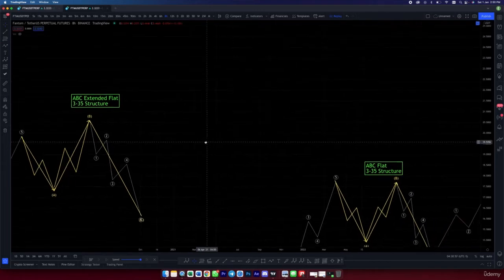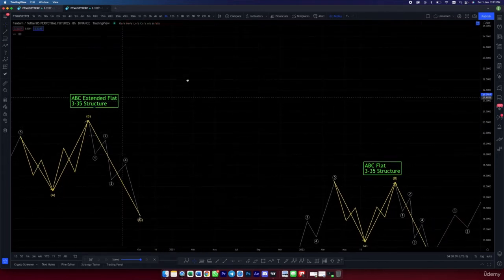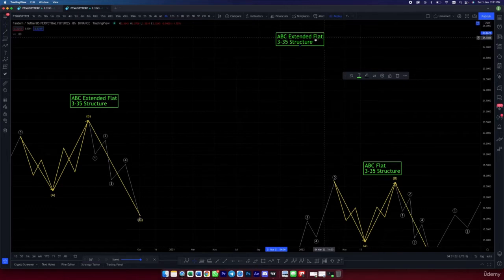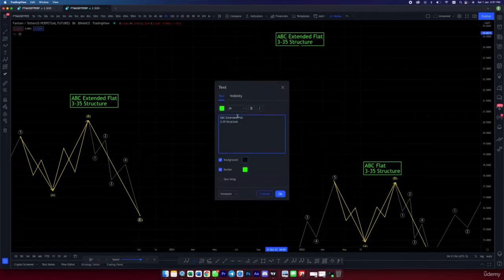Now this flat correction, like I said, has two different variations inside. So there is one more variation to this. We call it the running flat.